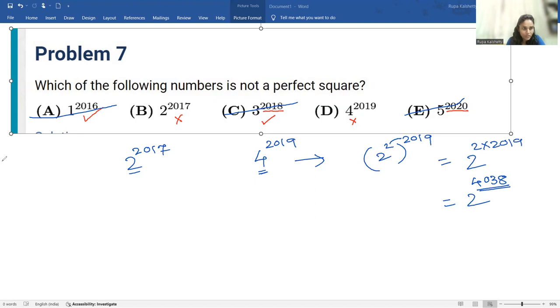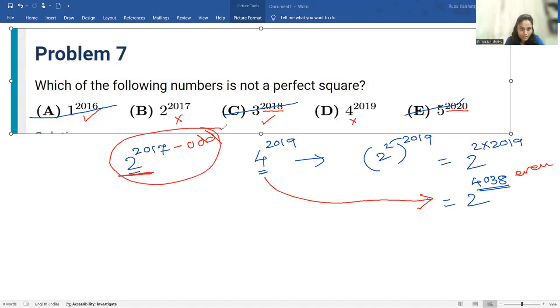So we have just rewritten 4 to the power of 2019 as 2 to the power of 4038. And this other one is having 2 to the power of 2017, which is an odd exponent. This is an even exponent. So the number which is not a perfect square is this, because it has an odd exponent, which is nothing but option B. So option B is going to be the correct answer.